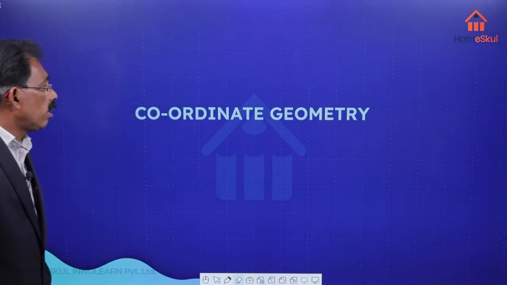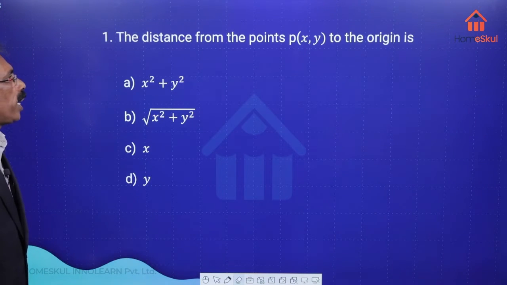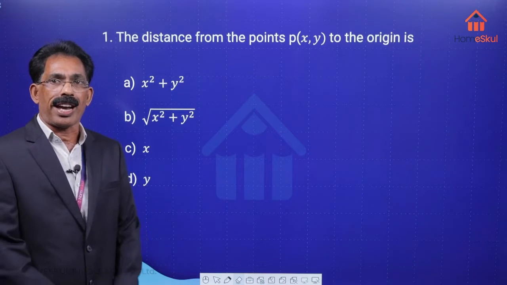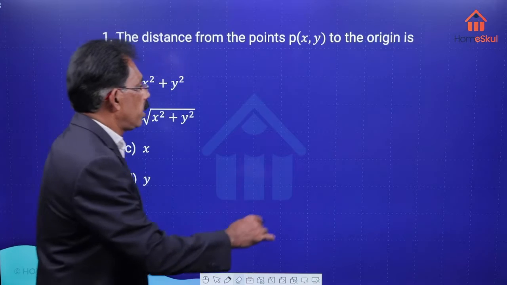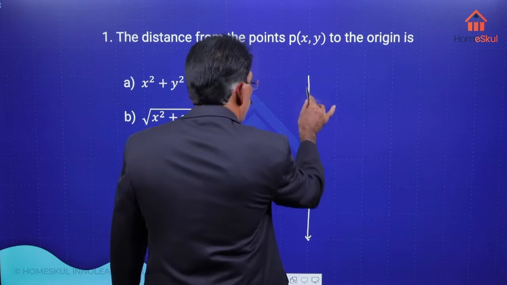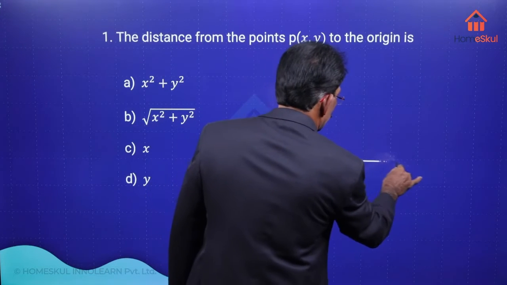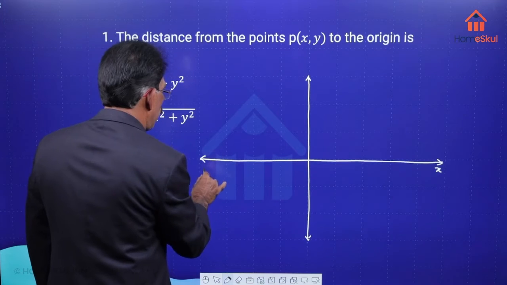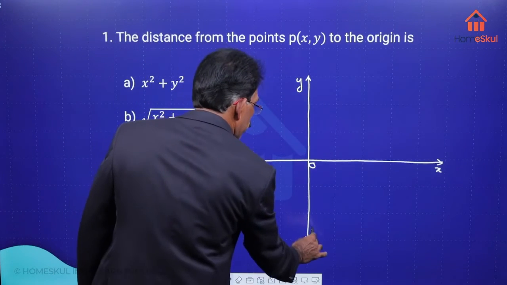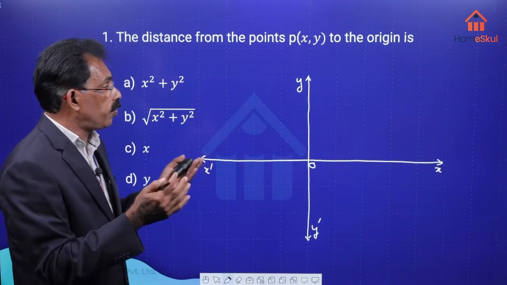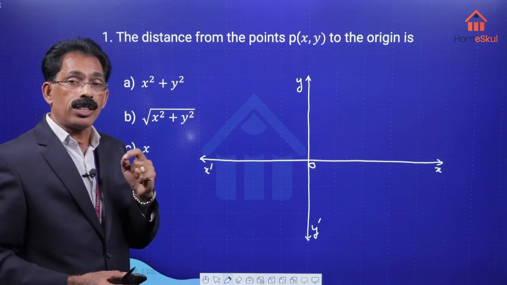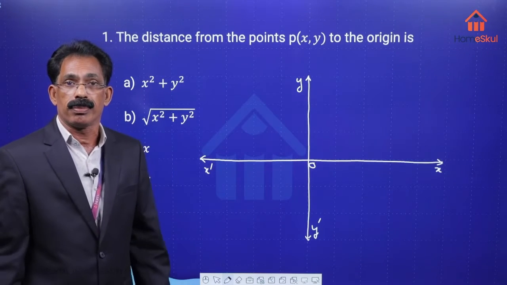Number 1, coordinate system, the first question. The distance from the point P(x, y) to the origin is. Look, this is a coordinate system. The horizontal line is the X-axis, X dash, the origin here, and the vertical line is the Y-axis, Y dash. In the XY plane, the horizontal and vertical lines divide the plane into 4 parts. Each part is known as a quadrant, named in the anti-clockwise direction, isn't it?